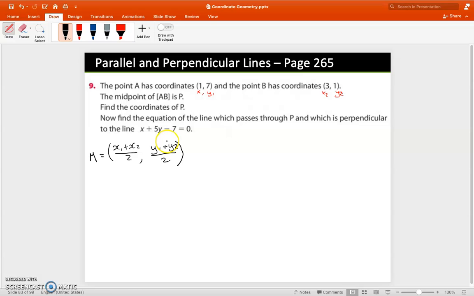So definitely pause it now, have a go, you find the midpoint, and then try the second part, okay? And that's similar to what we were doing in the classes on Thursday. And I'll go through the answers in just a second.